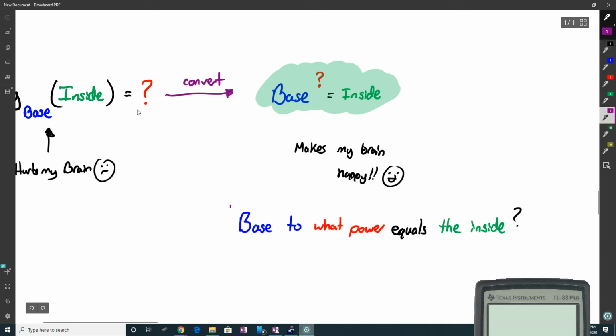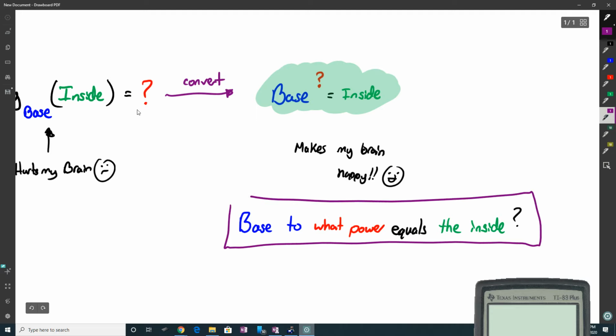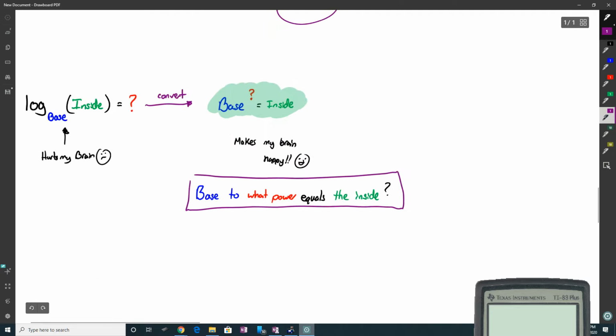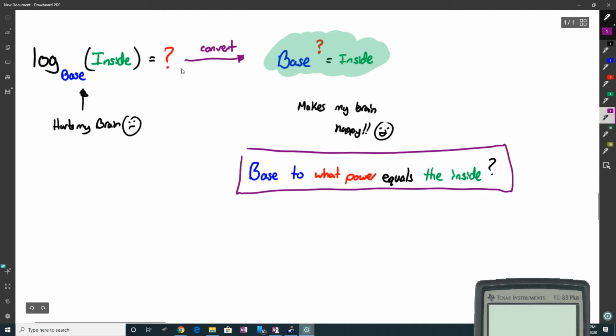So whenever we're doing a log mentally, this is the question that we have to ask ourselves. Base to what power equals the inside? That is converting it. So whenever you read a log, this is how your brain has to read it. Base to what power equals the inside? So for instance, I'm going to start with an easy one.